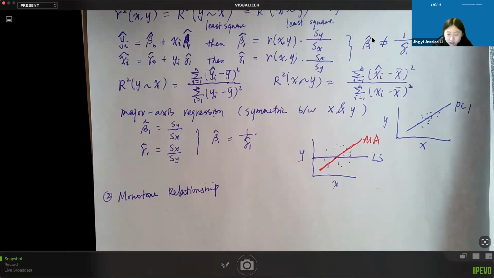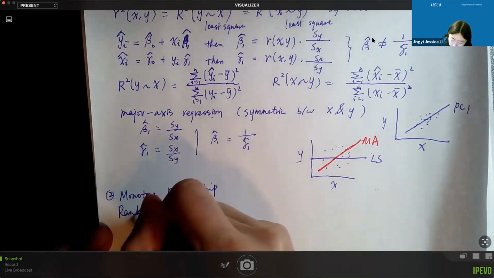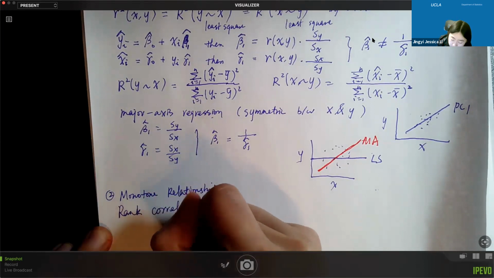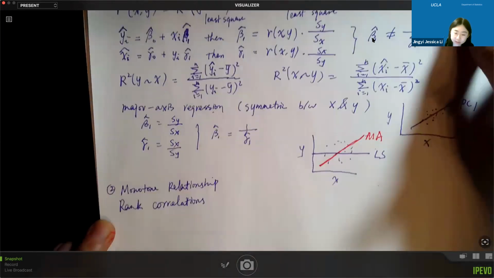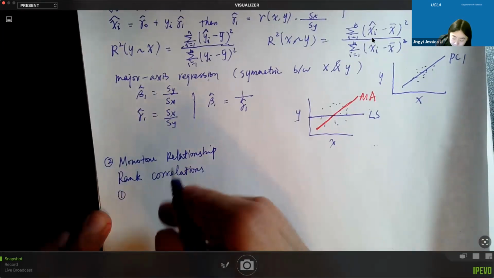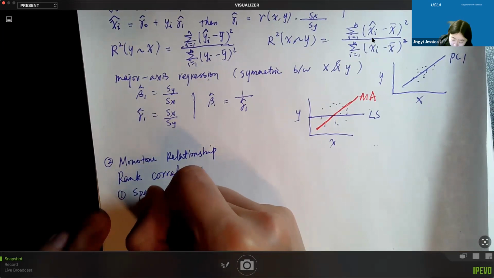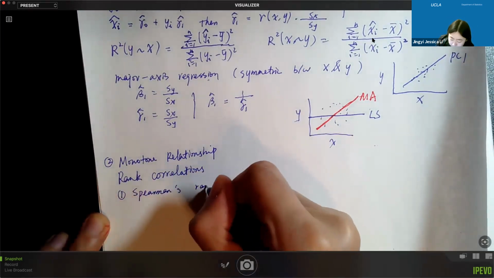So to capture a correlation like this, we have two common options. We call them rank correlations. So in other words, they are based on ranks instead of the actual values of X and Y. So the first one that's commonly used is called Spearman's rank correlation.